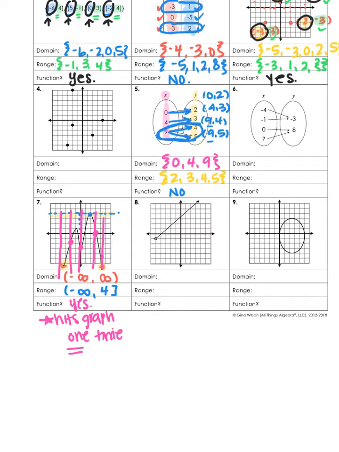If your vertical line test hits your graph more than once, you would say it is not a function. But this one only hits it once. So we would say it is a function. All right, I'm going to have you go ahead and try number 8 and 9 on your own.